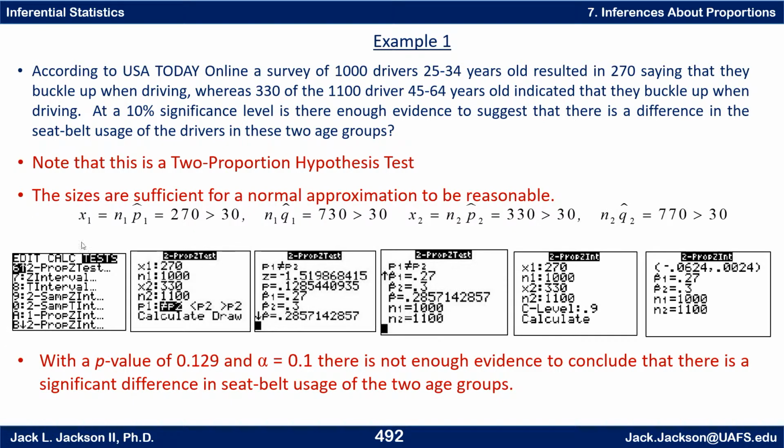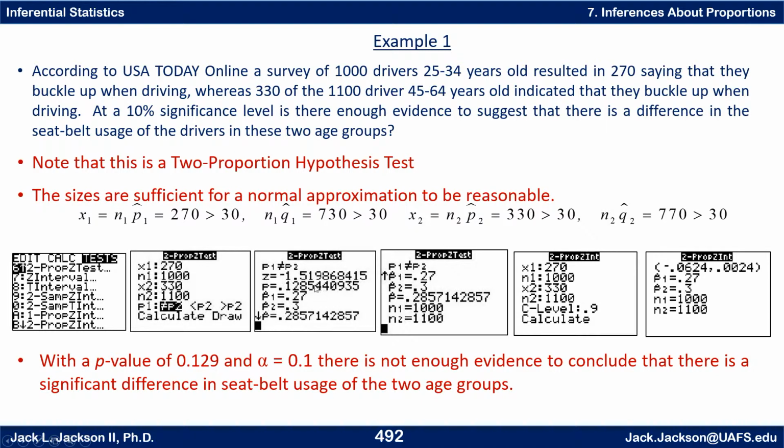So, since those are all big enough, we can use the built-in test. So we just hit Stat on the calculator, go left arrow to Test, scroll down, and you'll see a 2-proportion z-test. So we hit that one and run it. We just enter in the information. X1 is the number of successes in the first sample. In this case, the success is someone who says that they buckle up when they're driving, so that's 270. The sample size for the first one is 1,000. The second sample has 330 successes with a sample size total of 1,100. And we choose not equal to because it just says it's testing there's a difference in, so this makes this a two-tailed test. And we calculate that.